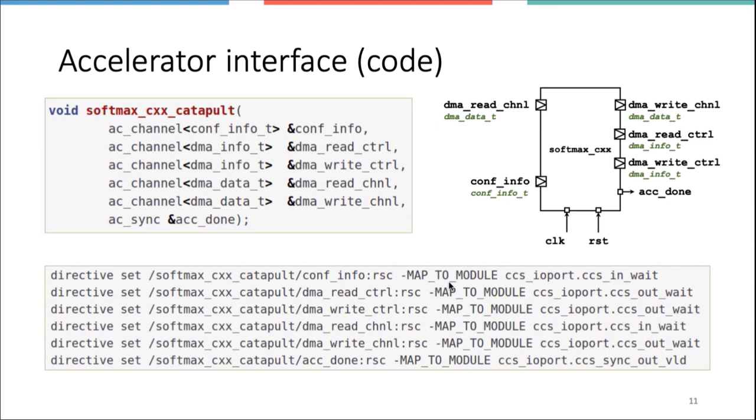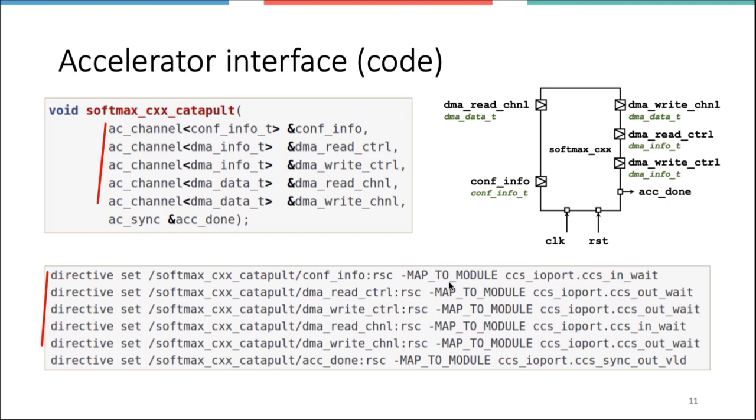Given the previous overview of the interface of an ESP accelerator, we can see here the C++ code for the module interface when we run Catapult HLS. You can see that we are using Mentor ac_channels and ac_sync. The ac_channel is a communication channel that allows the accelerator to transfer data to and from a top module. When combined with the HLS directive ccs_io_port.ccs_in_wait, it ensures that the data is properly synchronized at the interface via a latency insensitive protocol. Catapult adds the proper handshaking signals to the RTL netlist in the form of ready, valid, and data signals.